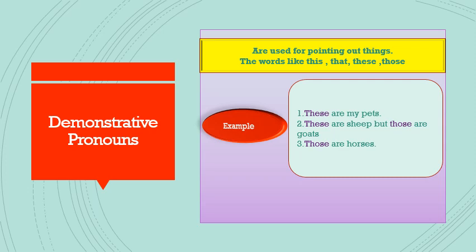These are sheep, those are goats. So over here, these and those are demonstrative pronouns because I am actually pointing and showing to you that these sheep are mine and those are my goats. So these are demonstrative pronouns. Third, those are horses. Again, those over here is a demonstrative pronoun.